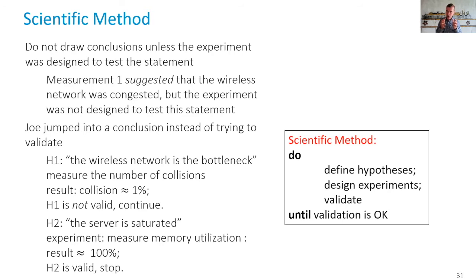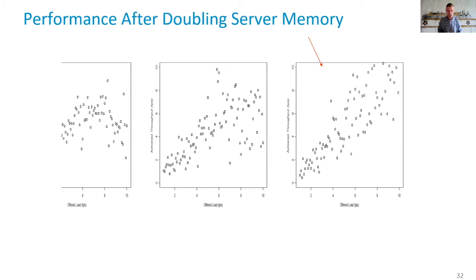This is why we need to do things that are limited in scope, if you want to be able to make statements that are true and not just pure hypotheses. In this case here, we see that after doubling the server memory, we obtain continued close to linear throughput, which indicates that this was indeed the right diagnostic.